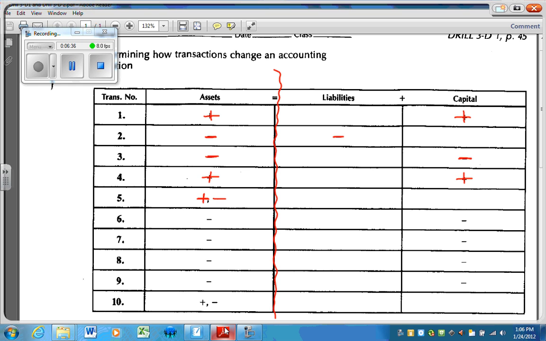Number 6, paid cash for the utility bill. Your cash is going down, which is an asset, and your company is worth less money because you've had to pay some money out.